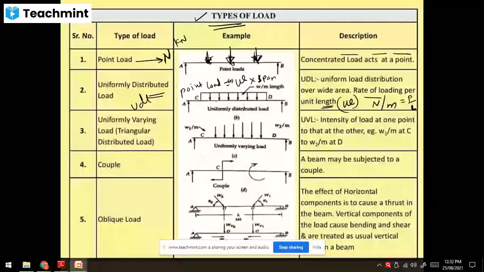Next is your uniformly varying load. There are two types. One is called triangular loading. Second is called trapezoidal loading.